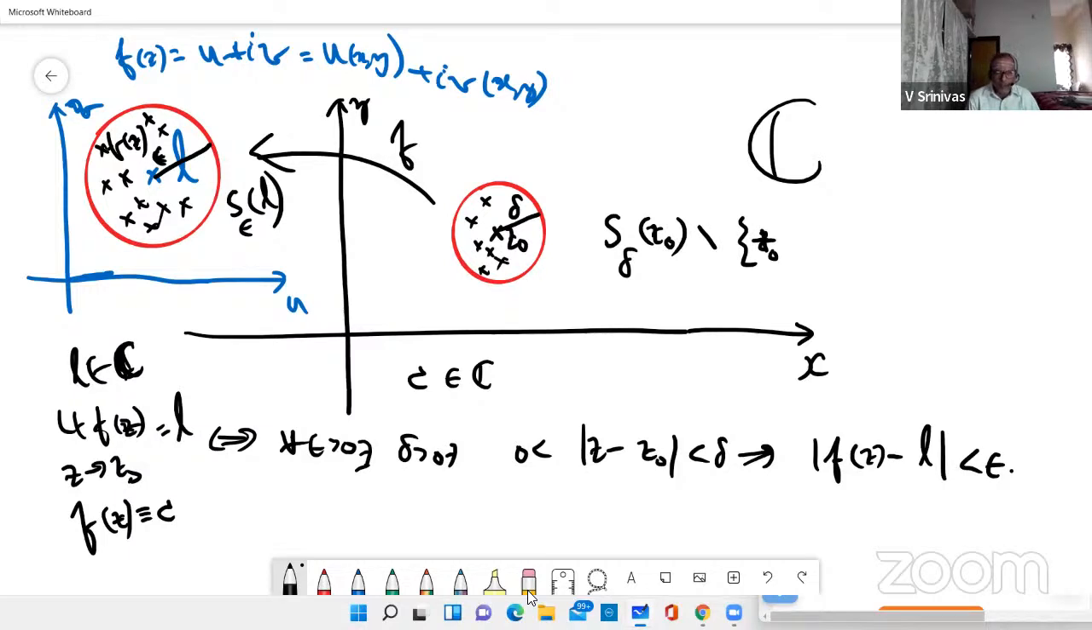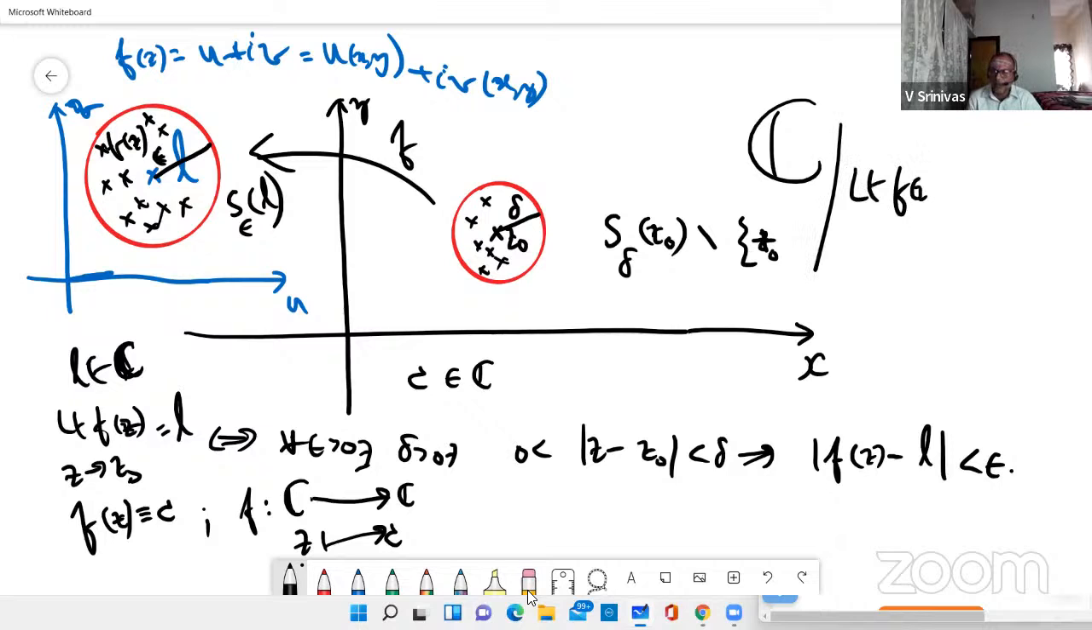Define f(z) to be c. So f takes complex numbers into complex numbers. It takes every z to c. This is called a complex valued function. I want to show that for this constant function f, the limit of f(z) as z goes to z naught is that constant itself. This is what I want to show.